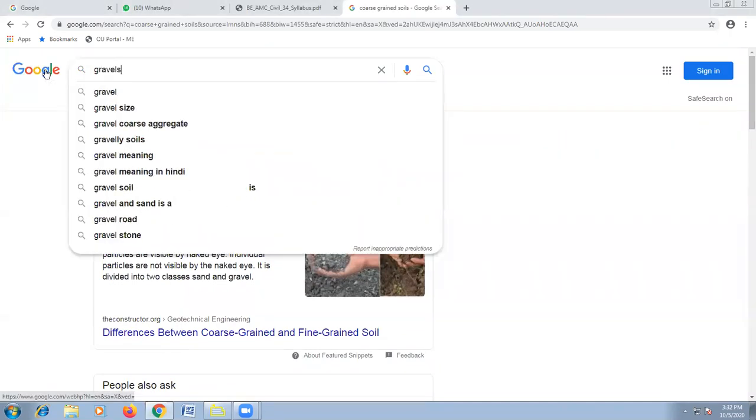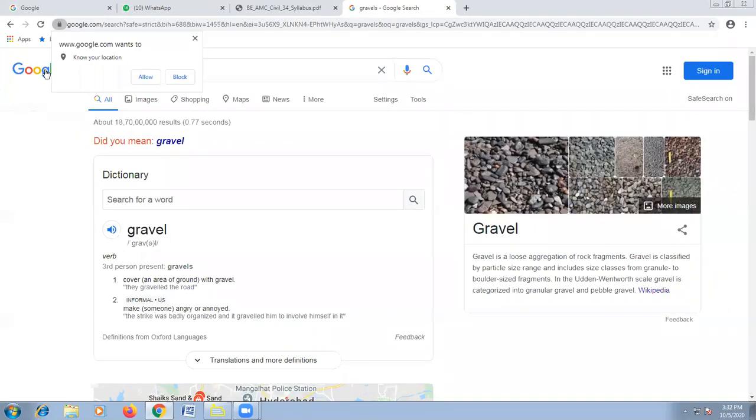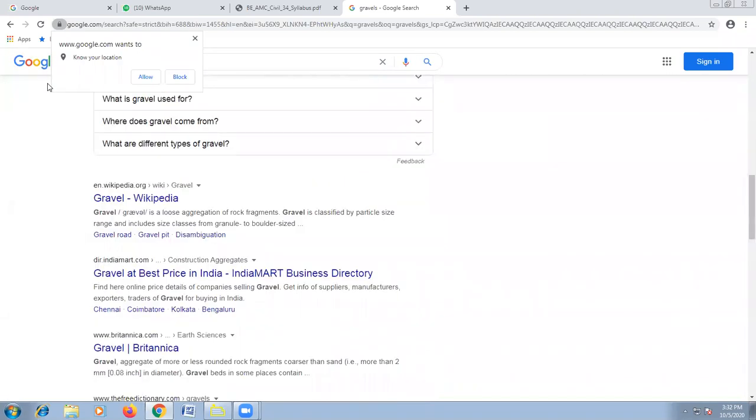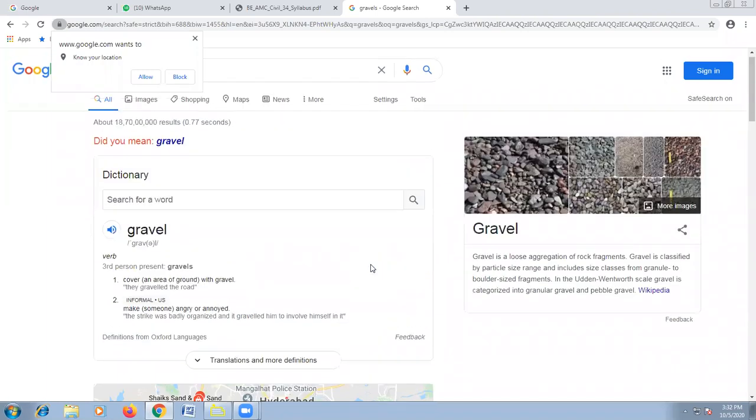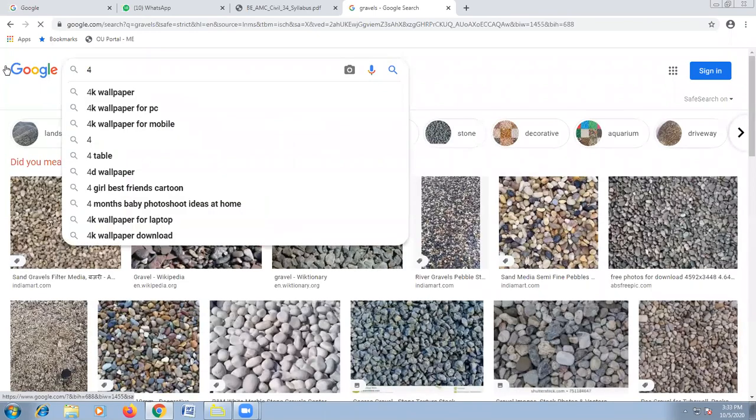Let us see about the gravels. Now in these soils, in gravels, more than half of the coarse fraction is greater than 4.75 sieve. Let me show you how the sieve looks.